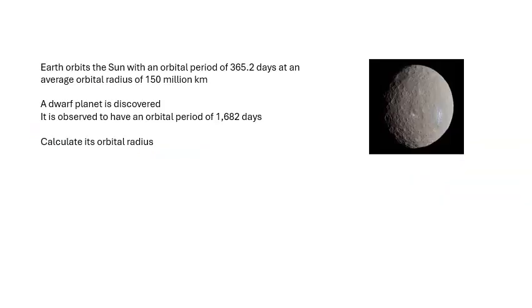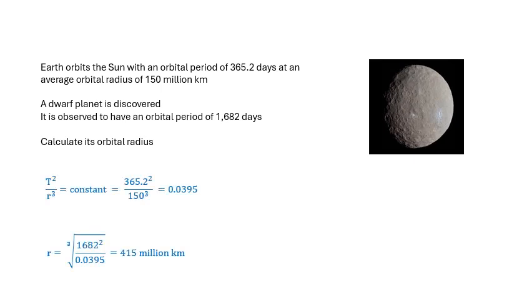Here's a sum for you to do. Nice little exam question to finish off the video. Have a read. And the answer is, there you go. The way I've done it, T squared over r cubed equals a constant. So using data for the Earth, I've worked it out.